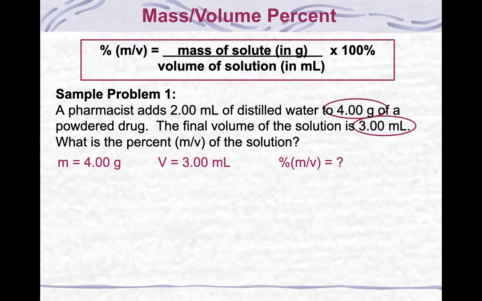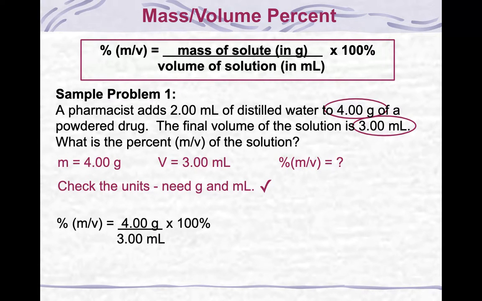So remember that your units always have to be grams and mL. So we'll do a check, and yes, those are the units that we have. So we can move on to the equation, right? Mass of solute over volume of solution times 100% gives us a 133% mass volume solution.